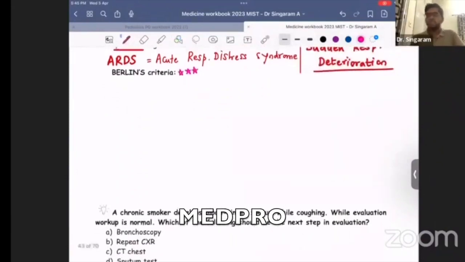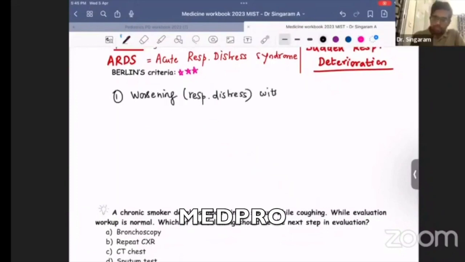It's a few points actually. There are a few points to tell that this patient is going in for ARDS. What is the first point? The patient shows worsening in the form of respiratory distress within 7 days after an insult, after the primary insult.